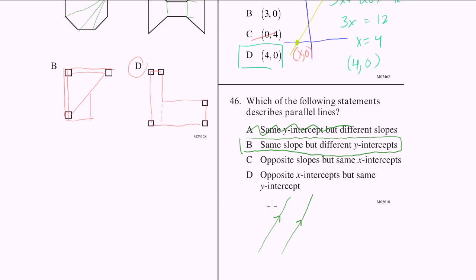They have the same slope. Opposite slopes? No, if they had opposite slopes, they would intersect. It can't be that. Opposite x-intercepts, but same y-intercepts? No, that's not necessarily the case. So our answer is B.